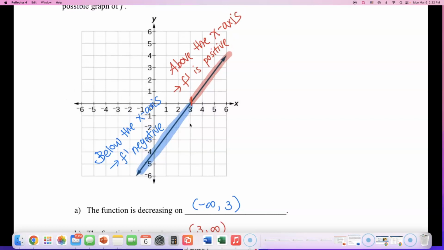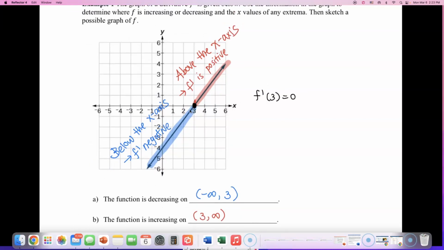So what happens at that point 3? The derivative is 0. I may mark that: f prime of x is 0. Well, hold on, I think I want to change it to f prime of 3 is equal to 0. So the derivative is equal to 0 at 3. It's not above, it's not below, it's on the x-axis. So what does that mean? Is the function increasing or decreasing? Well, it is stopped at that moment.